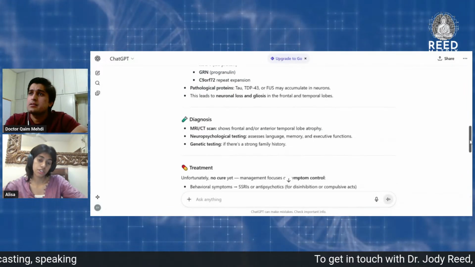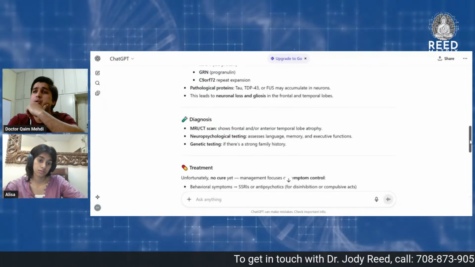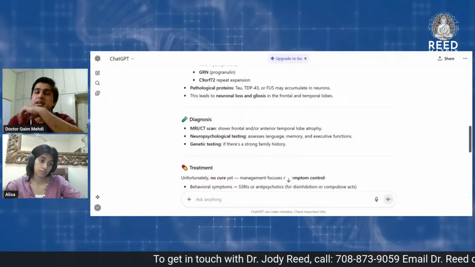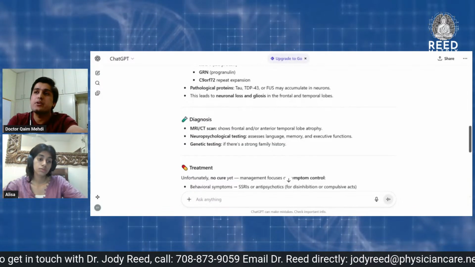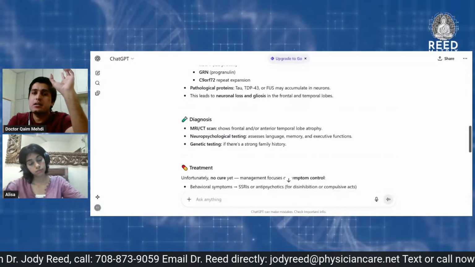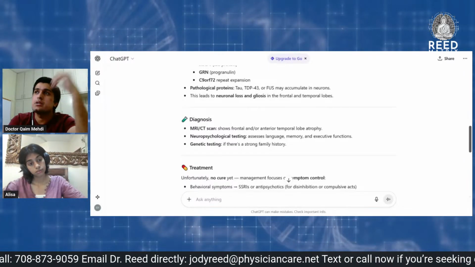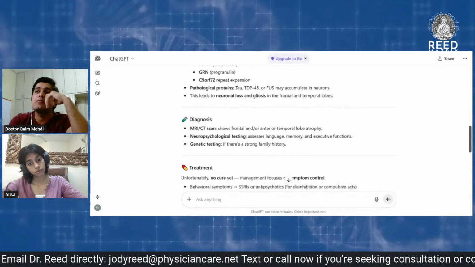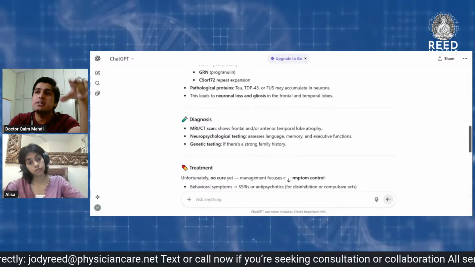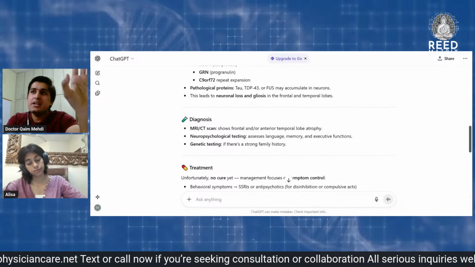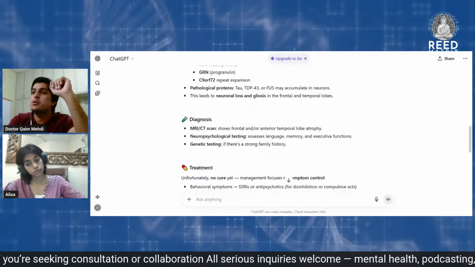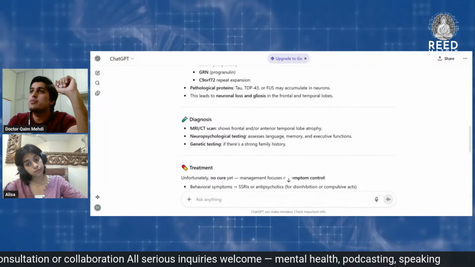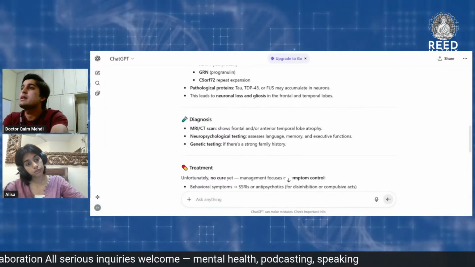We have diagnosis. So how can we diagnose this? If we are experiencing these kinds of symptoms, what can we do? We can obviously reach out to a medical professional, and he will tell us to go through MRI or CT scan. In MRI or CT scan, there will be frontal or anterior temporal lobe atrophy. Now, we should show these atrophies.